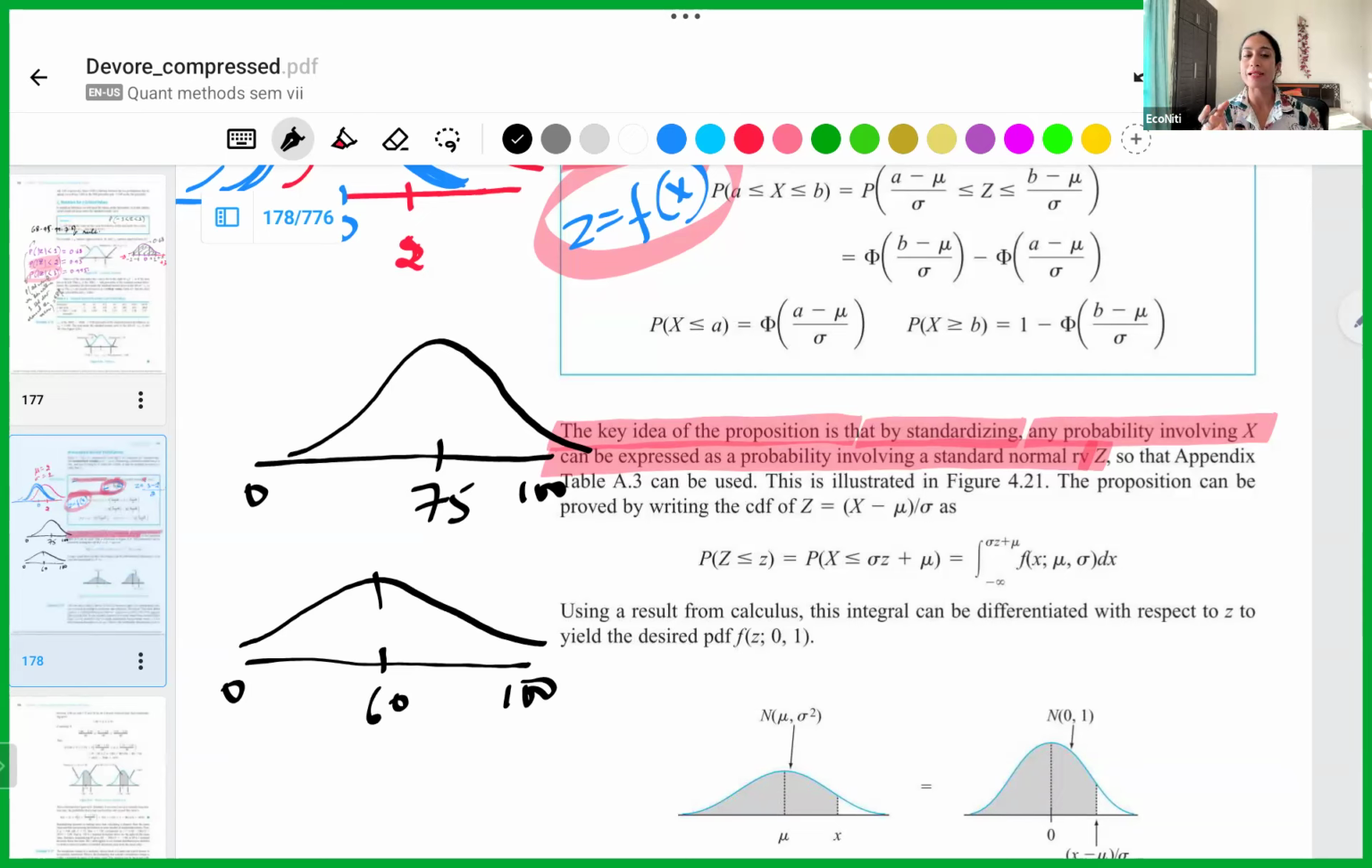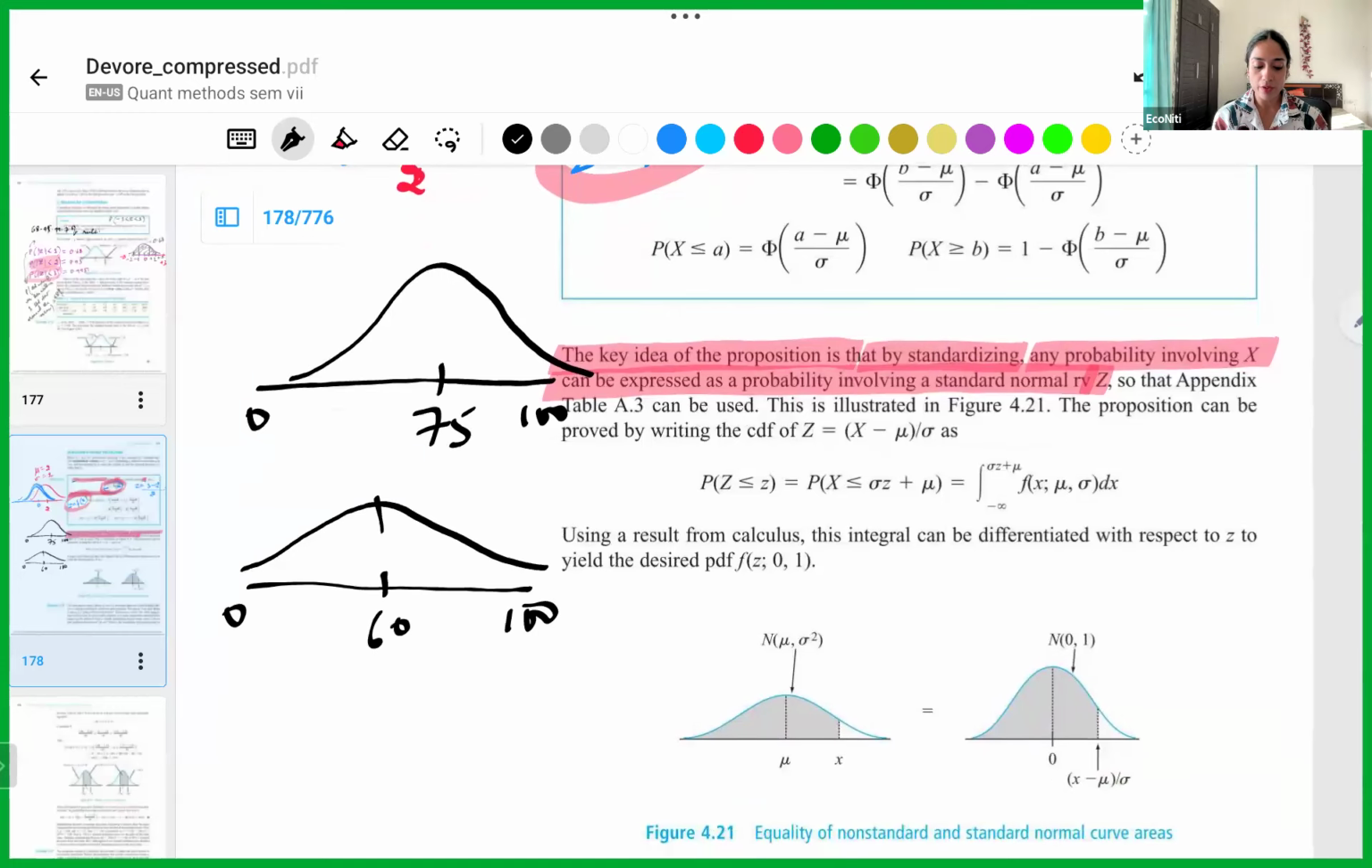So if a student is getting 60 in English and 75 in math, does it mean that the student is better in math and poor in English? No, because these are different distributions. तो इन्हें कैसे कंपेयर करोगे? दोनों को स्टैंडर्डाइज करो.